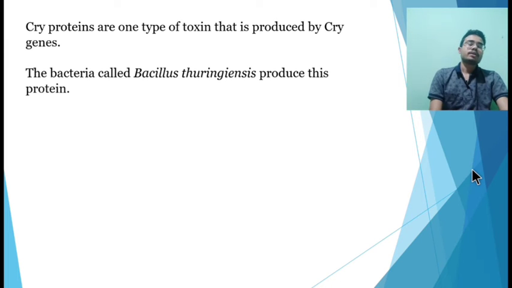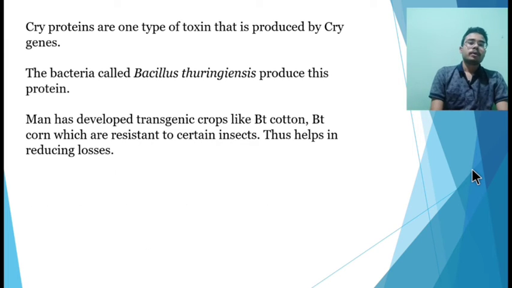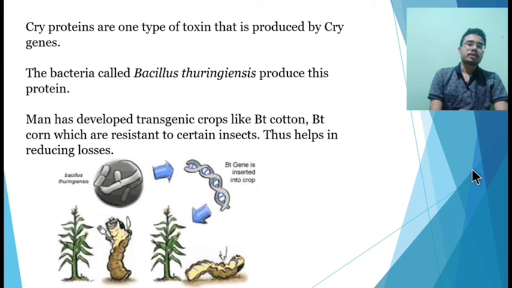Now this is a toxin, right? Man has exploited this toxin for his benefit also. They have produced Bt cotton, Bt corn, etc., which indigenously produce Bt toxin inside them to protect themselves from the attacks of insects, rodents, nematodes, etc.